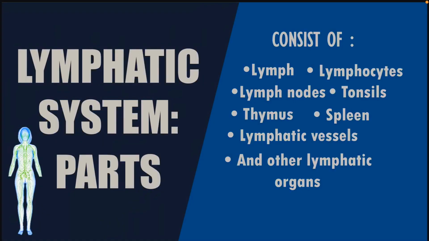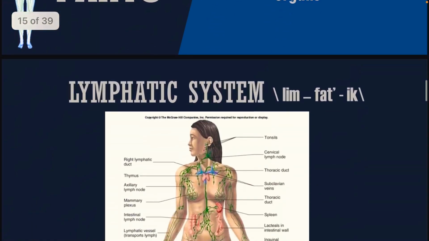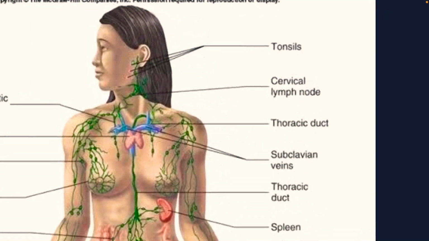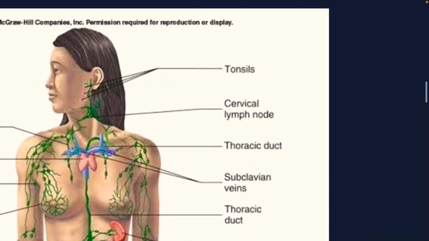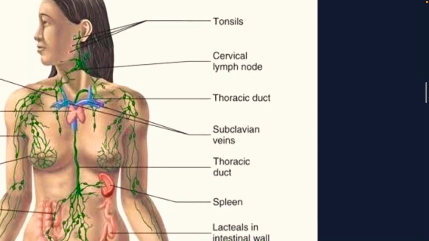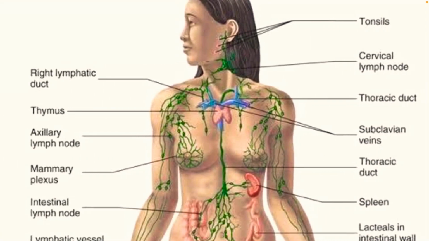Today I'm going to discuss lymphatic system parts. It consists of lymphocytes, lymph nodes, tonsils, thymus, spleen, lymphatic vessels, and other lymphatic organs. So this is the illustration of the lymphatic system. It consists of tonsils, which produce lymphocytes, cervical lymph node, thoracic duct, and the right lymphatic duct.